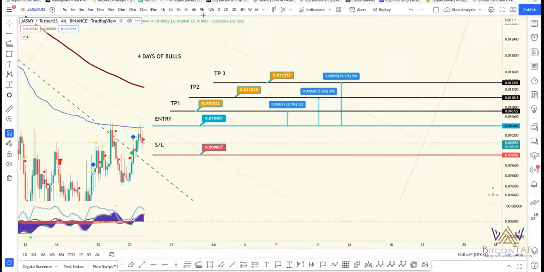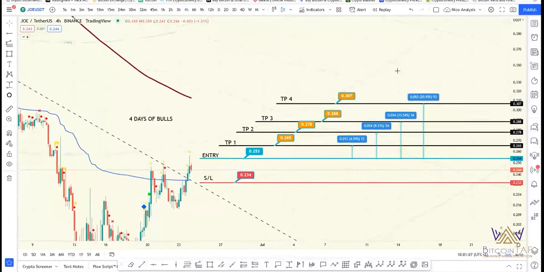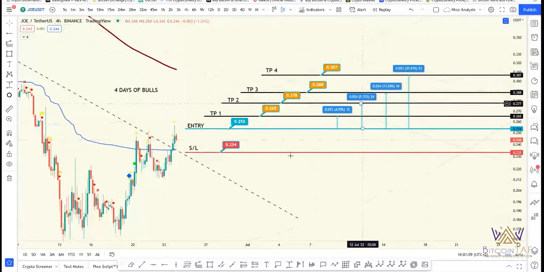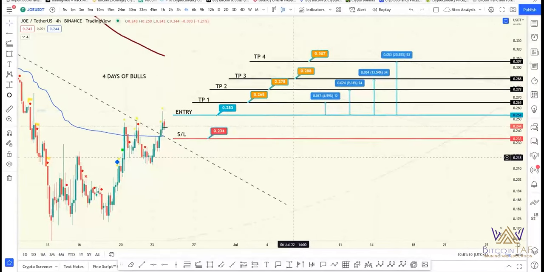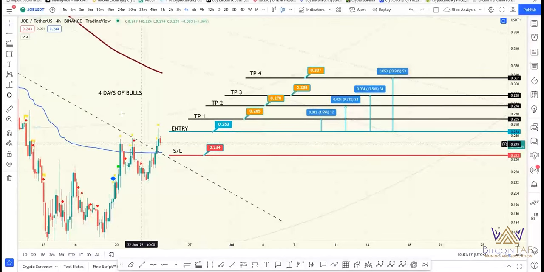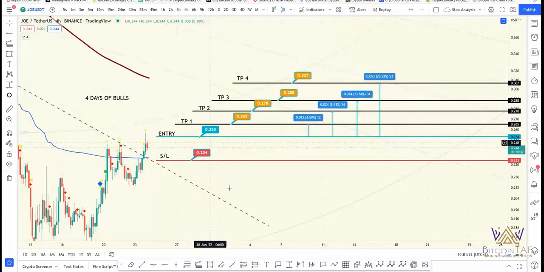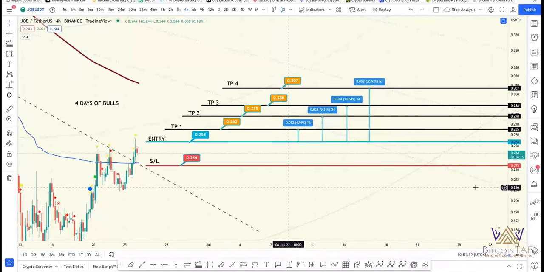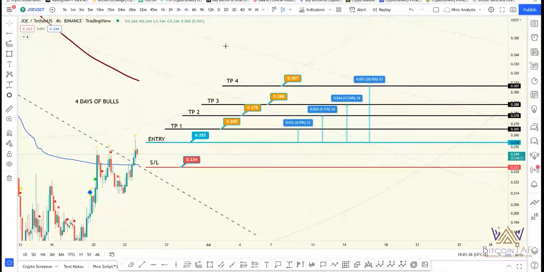And then I'm also looking at Joe this morning. There's a coin called Joe, believe it or not. It also had a very nice upwards movement. There was a bull flag here, and there's this resistance line here. Then it found support, and now it's also retracing a bit again. Because this is our last chart for this 4 days of bull, I decided to give you guys all the target point lines and levels. So you've got targets 1 to 4 that you can use. You can also screenshot that or write it down. And that is it for Joe.